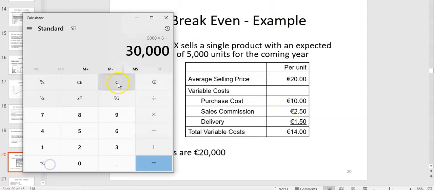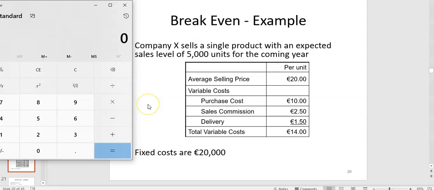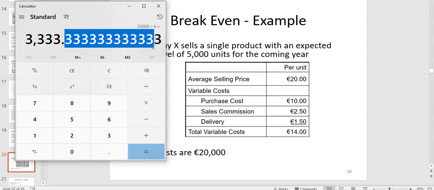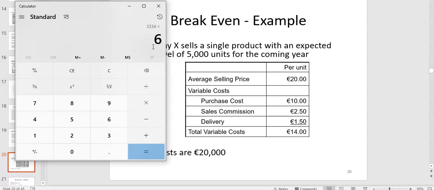Well, we know each unit generates €6, and we know we need to cover fixed costs of 20,000. So 20,000, the fixed costs divided by the €6 means you need to sell 3,333 units. If you sell those units, because you can't sell a partial unit, we'll probably just go up to 3,334 times 6, that just about covers your fixed cost. So you have €4 profit left over. So you can't have a partial number of units. You have to sell a full amount of units.